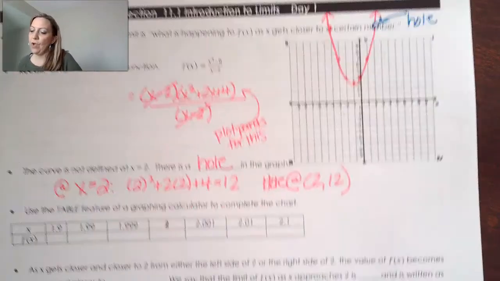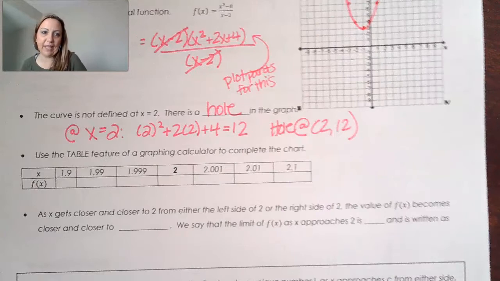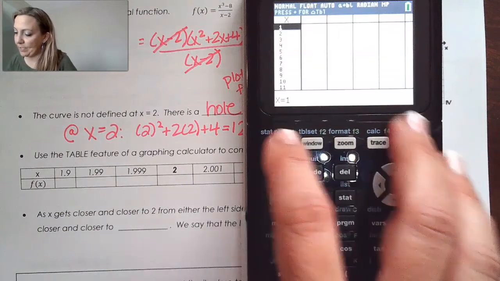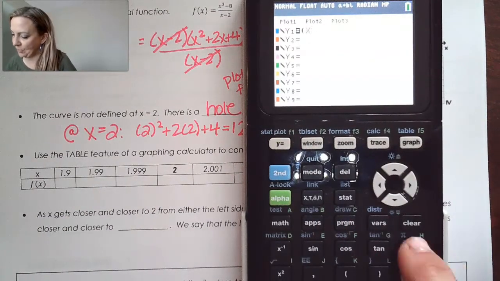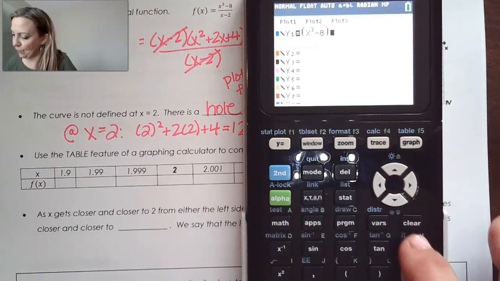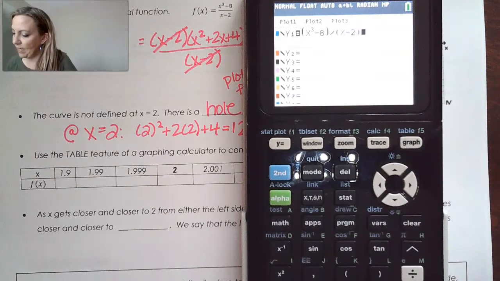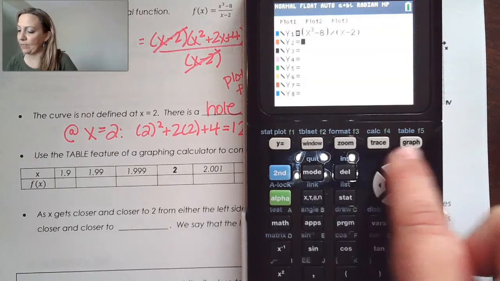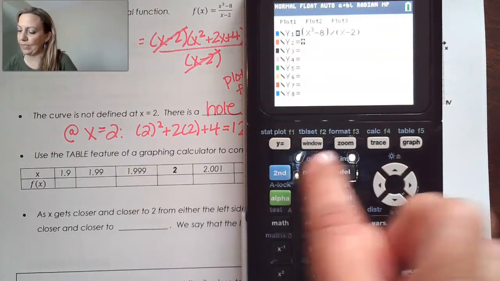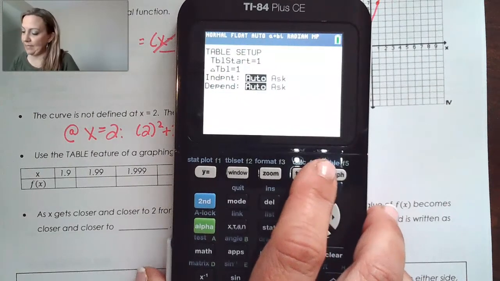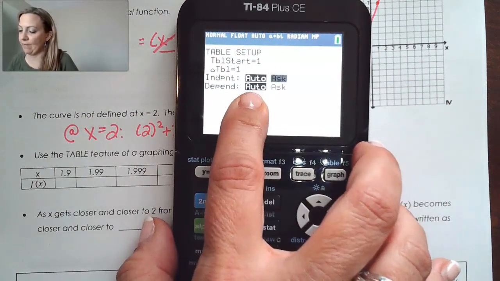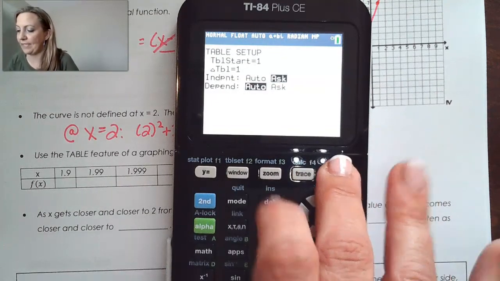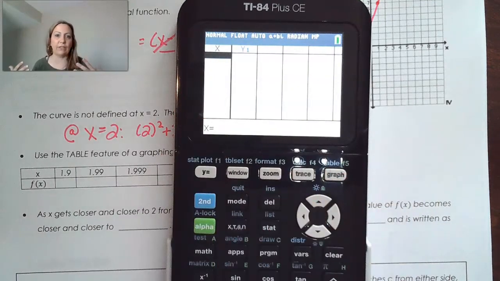All right. Let's also use the table feature of the graphing calculator to complete this chart. What we can do is into y equals, we can put the function at hand. We can put the x cubed minus 8 over x minus 2. But because I have these very specific values in the table, I'm going to enter those in. I'm going to go to second window to go to the table set. And for independent, instead of auto, I'm going to go to ask instead. That's really nice because that means that when you hit second graph to get to the table, you're able to enter in whatever values you want.